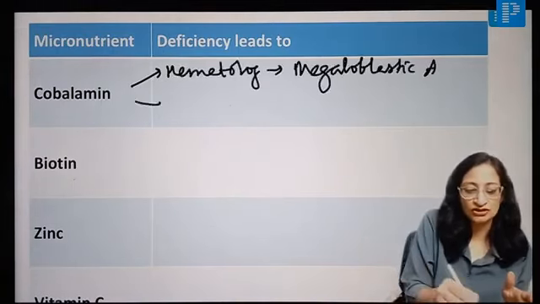Now what about biotin? So biotin deficiency can cause neurological features, like there can be seizures, developmental delay, plus skin and hair manifestations. Very good. So it's Abhay and Abhishek, Purushottam, Muhammad. Very good. So there are skin and hair manifestations. So skin rash and alopecia.